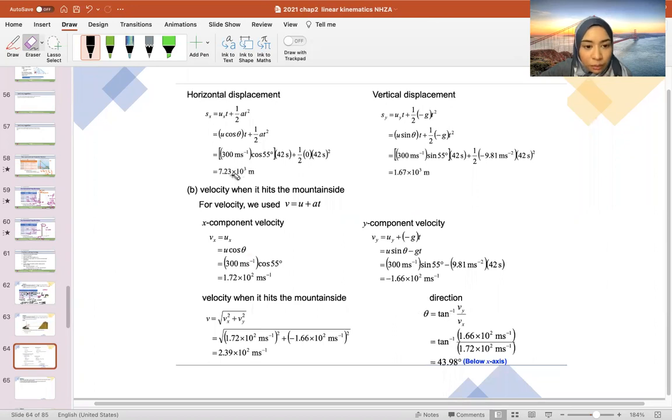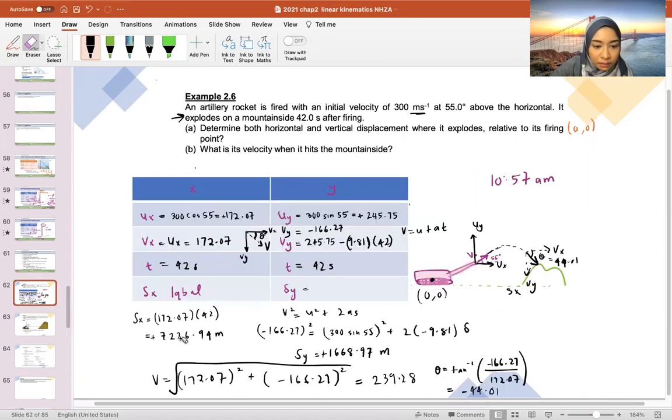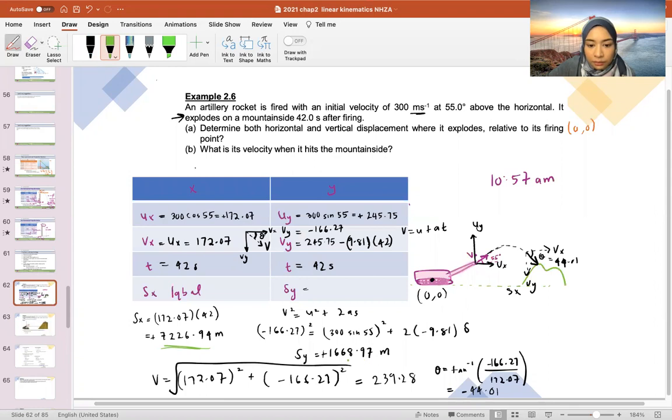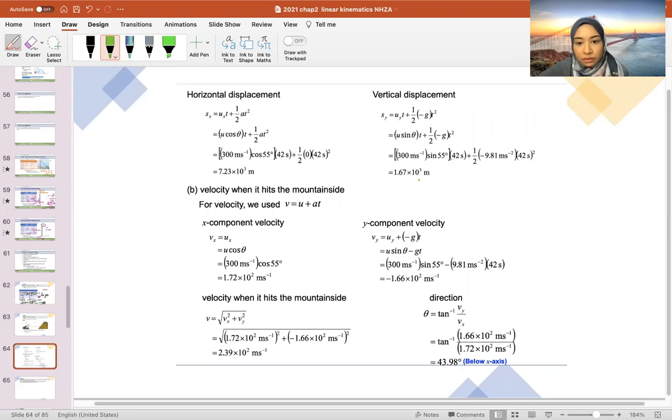We have here 7,230. Boleh lebih kurang, dapat lebih kurang. And the XSY displacement is 1.67 times 10 to the 3. Okay, betul. Ini pun betul, lebih kurang.